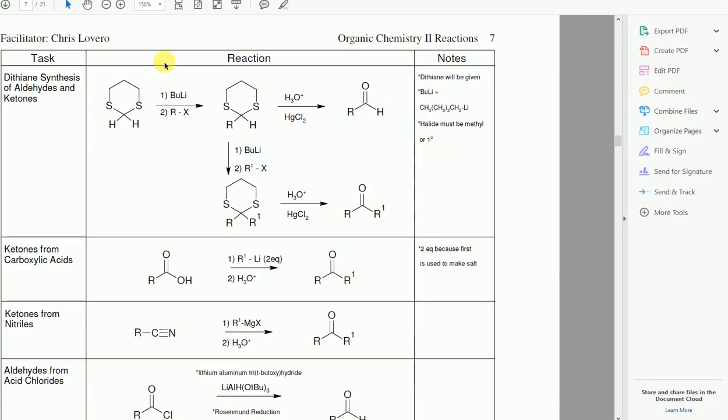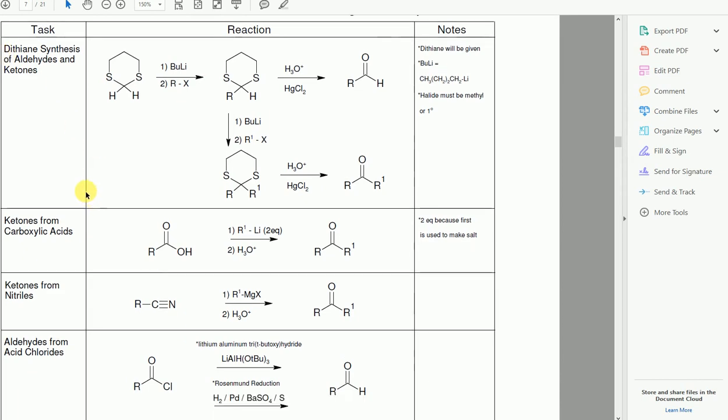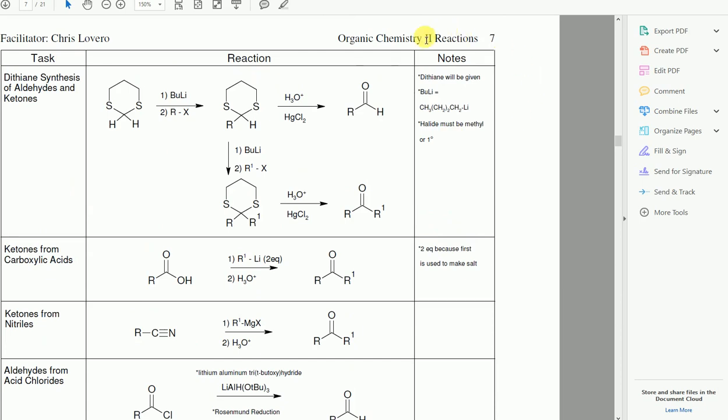Hello everyone. In this video today, I'm going to be covering some of the new reactions that I previously did not think would be on this exam, but I'm just going to show which ones I'm referring to. These are reactions I think she covered on Thursday if she hasn't already, and if not, she's going to cover them on Tuesday likely.